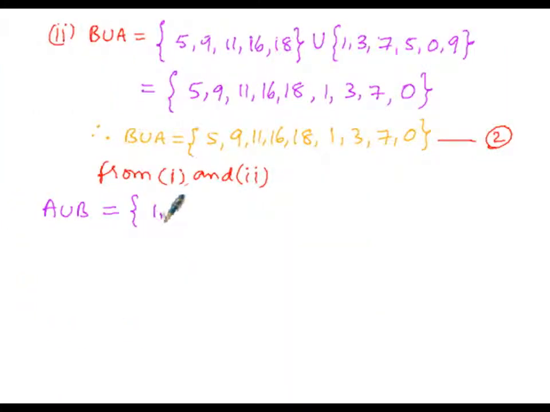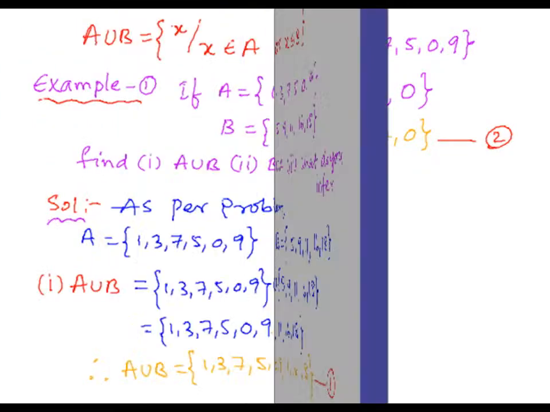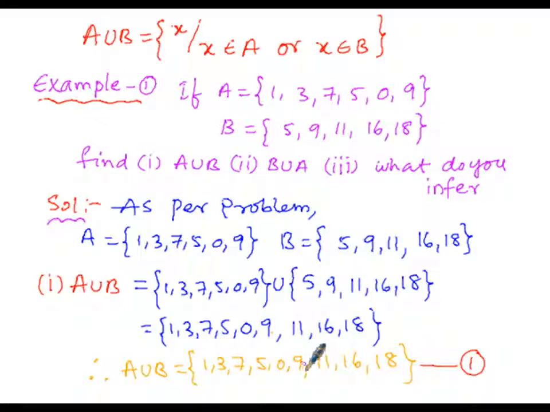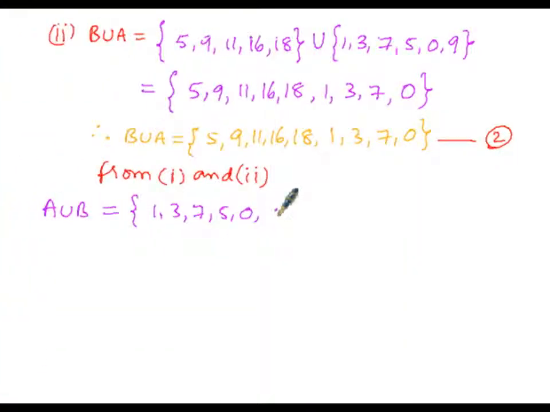So 1, 3, 7, 5, 0, 9, 11, 16, 18. So here 9, 11, 16 and 18 are the elements of set A union B. So here this is of the first one.